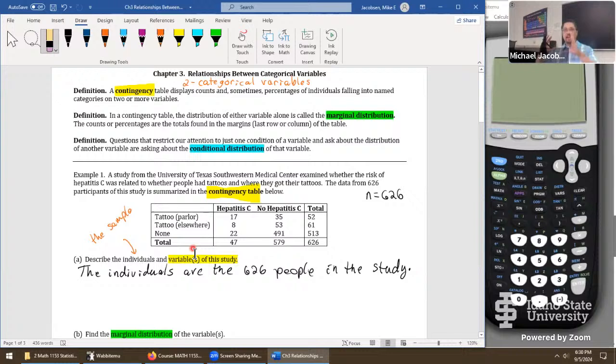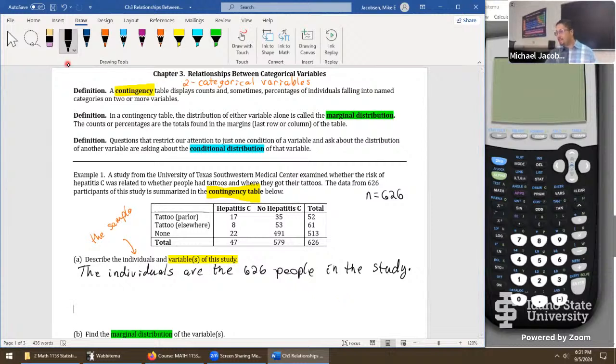I put around here variables with the option of plural, but it's definitely plural because if we're dealing with the contingency table, that means we have 2 or more categorical variables that we're dealing with. So what would you say the first categorical variable is?